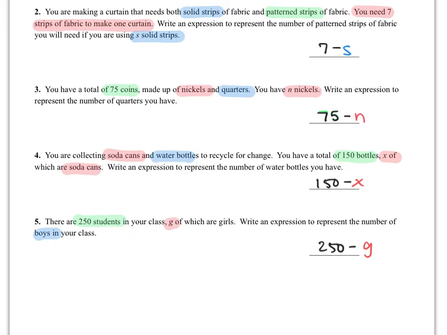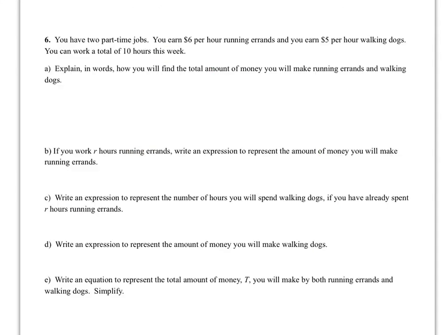On number 4, I'm collecting soda cans and water bottles. I have a total of 150, and X of those are soda cans. And so the way in which I would find my water bottles is I would take my total and subtract the number of soda cans, which is X. And then the last one, 250 students in our class, G of which are girls. I would do my total students minus the number of girls in order to find the number of boys.